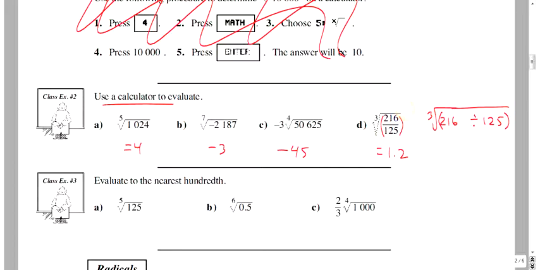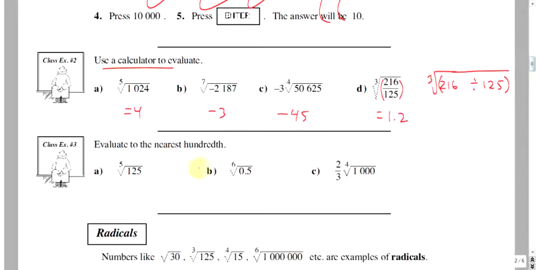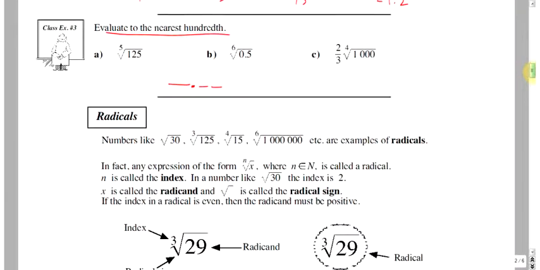Hold that thought, because we're going to come back to that question. I'm not going to do all these, but read the question. To the nearest hundredth, that means we want decimal, tenths, hundredths, 2 digits after the decimal, okay? If you don't know how to do those, you're going to ask me.